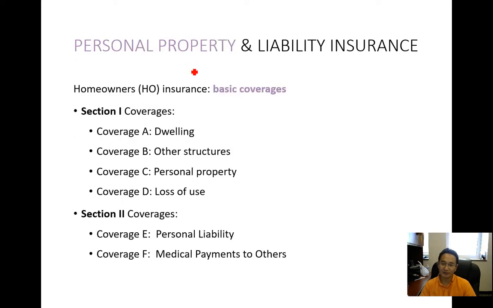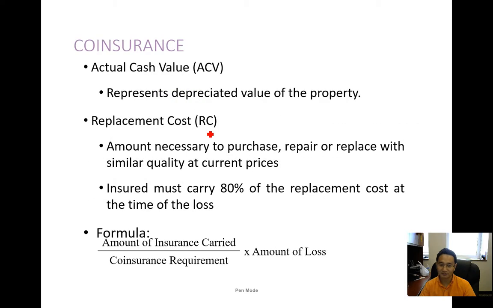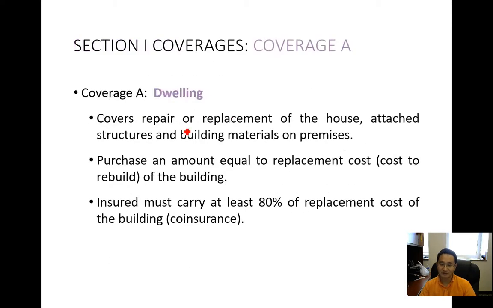And then it has several coverages, right? It goes by sections. Okay, Section 1 and 2. Then we have those 4 types of coverages in Section 1 and 2 more in Section 2. Dwelling. Okay, so what is dwelling? It covers repair or replacement of the house. So this is what you think homeowner insurance does, right? This is important. It will be tested, and I will also test it.